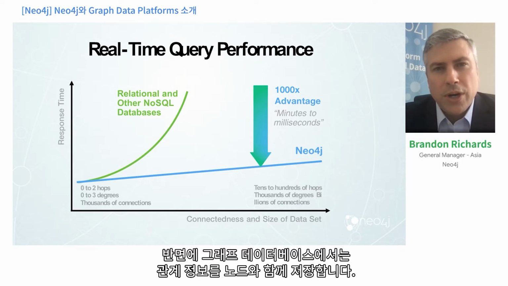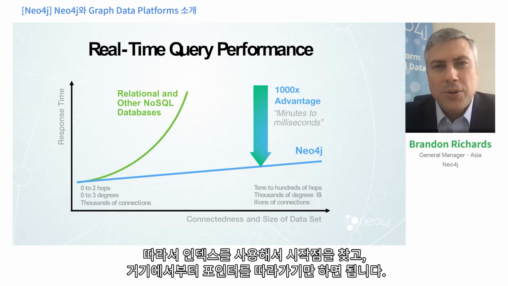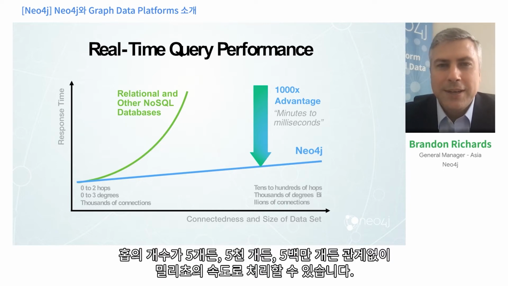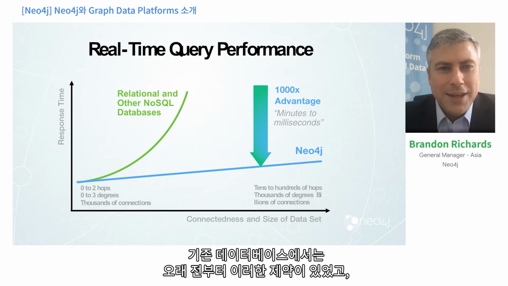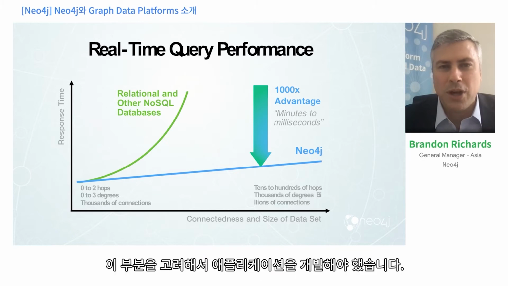Now, with a graph database, on the other hand, we store the relationship information with the node. So we will use an index to find a starting point, but from there on, we're just chasing pointers. So it doesn't matter if it's 5 hops or 5,000 hops or 5 million hops, we can still do that in milliseconds.